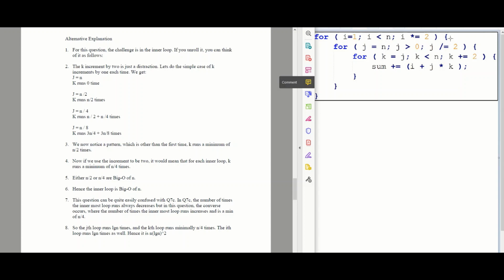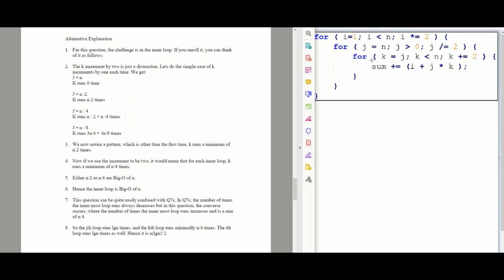We can make that assumption or induction that this happens. And that was the analysis when k increments by 1 each time. If you go back to the question of having k increment by 2 each time, then it will mean that for each inner loop, k will run a minimum of n by 4 times. So instead of n by 2 if k increments by 1 each time, it will be n by 4 if it increments by 2 each time. Either n by 2 or n by 4 are big O of n, hence the inner loop is big O of n as well.